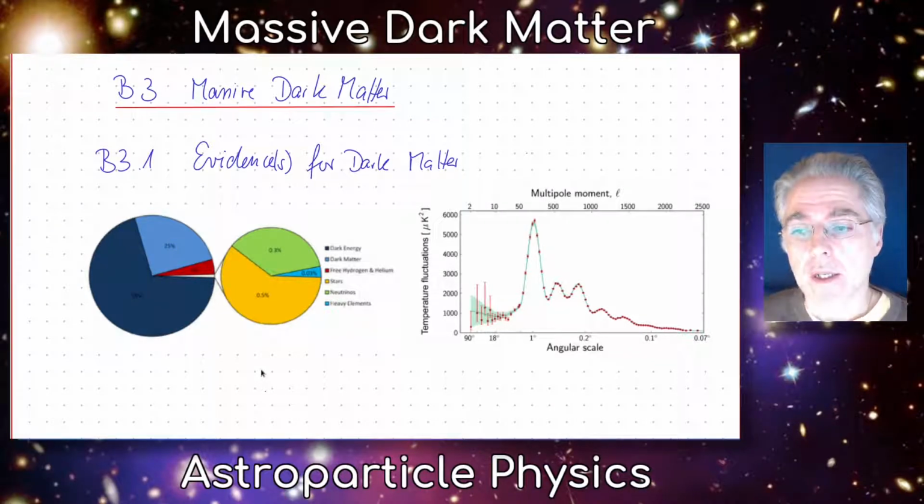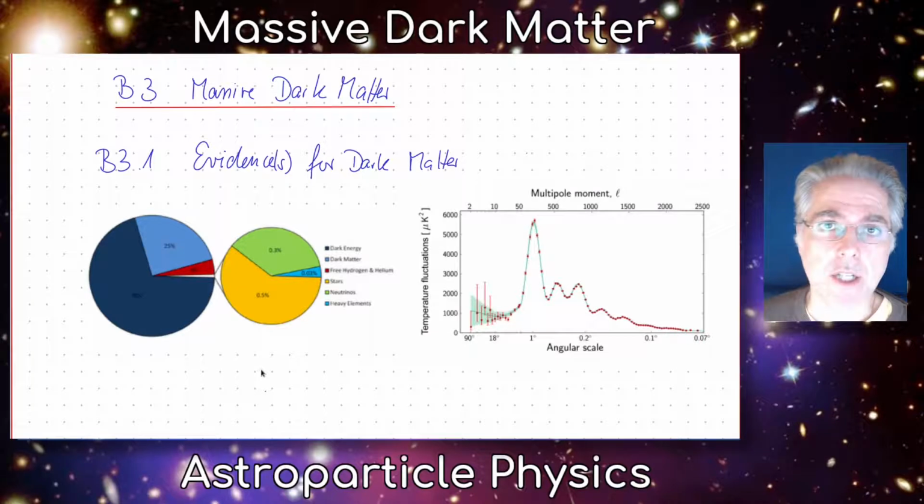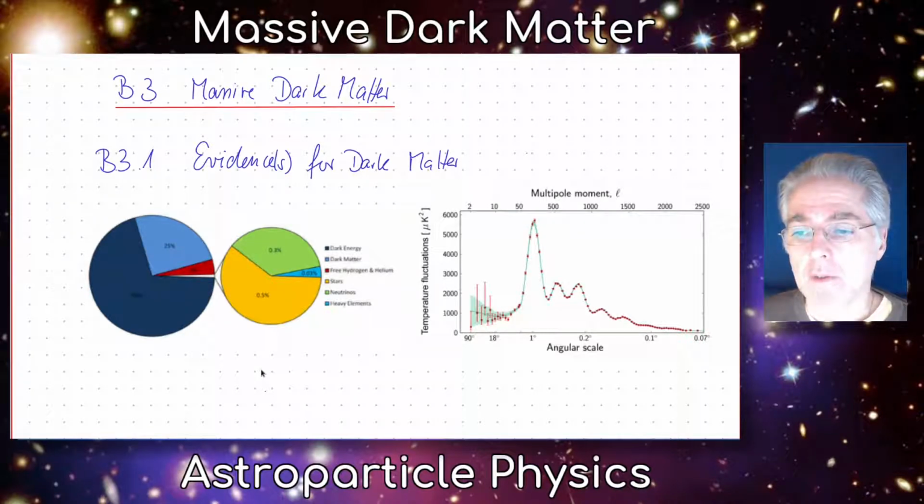And the breakdown of the baryons is that free hydrogen and helium dominate, and then you have some part which is in the form of stars. Then you've got some heavy elements, and you also have a very tiny fraction in neutron stars and black holes, and a very small part of the energy is also in the form of neutrinos.